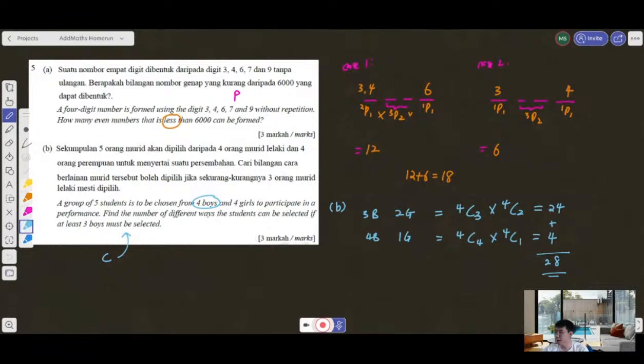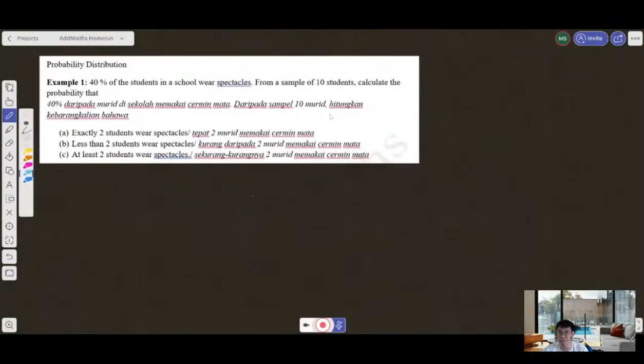We are going to speak about the probability distribution. Okay, a probability distribution, first of all, you need to know the formula. But if you do not know the formula, you have to memorize it. The exam gives some, but not everything.